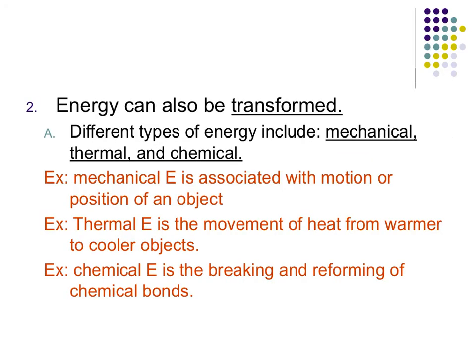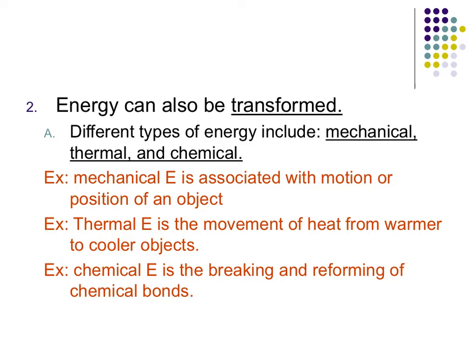So we can use energy. We can transform energy into different types. Okay, so different types of energy that we might transform energy to is mechanical energy, thermal energy, and chemical energy. Mechanical energy is talking about motion or position. Thermal energy is the movement of heat. So we're talking about heat always flows from warm to cool. And then chemical energy is the breaking and reforming of chemical bonds.